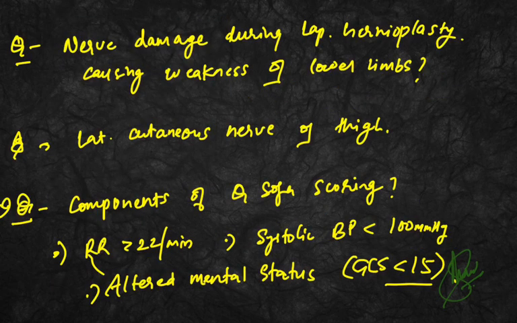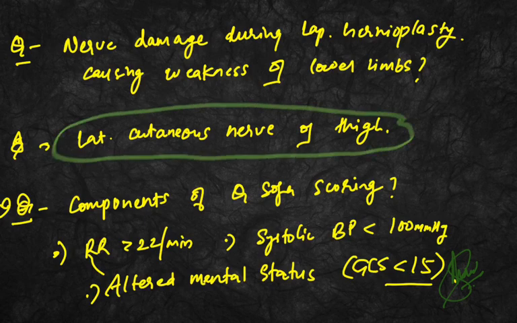Now, nerve damage during lap hernioplasty causes weakness of the lower limbs. So which of the following nerves is involved? So the lateral cutaneous nerve of thigh is the answer, most commonly damaged in lap hernioplasty.